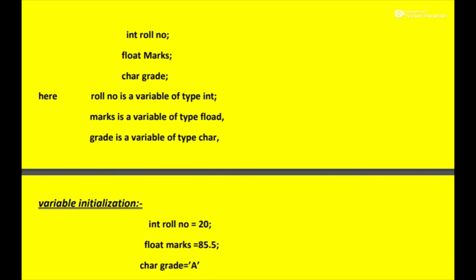Int roll no, float marks, char grade. Here, roll no is a variable of type int, marks is a variable of type float, and grade is a variable of type char.